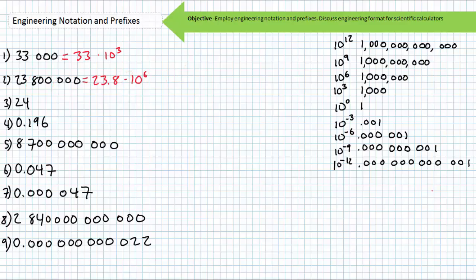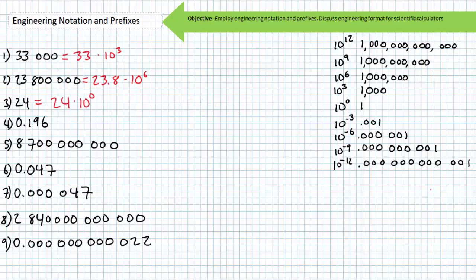For our third number, 24, no modification is really necessary to make it readable. The coefficient in this case is 24. It's already a number less than 1,000 and greater than 1. I can multiply 24 times 1, or 10 raised to the 0 power, to make this apparent.